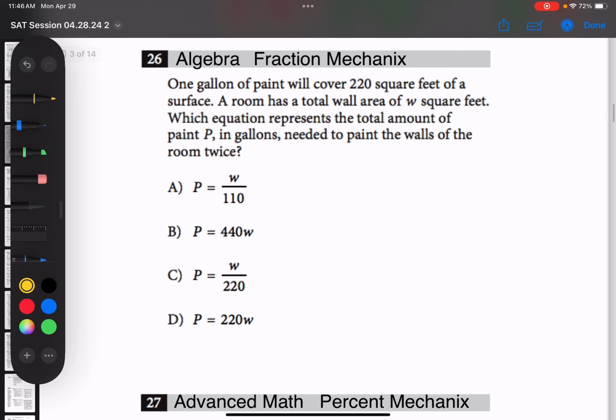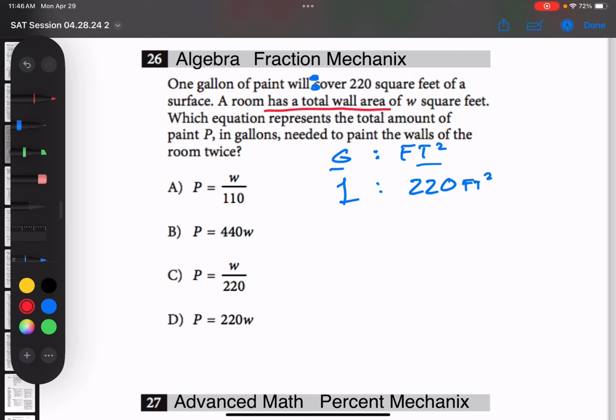Dirty. Question number 26. 1 gallon of paint will cover 220 square feet. Did you notice 1 gallon to 220 square feet? So we got gallons to, let me just put feet squared. Okay, so these are labels. So we got 1 gallon is in proportion to 220 square feet. Ta-da!